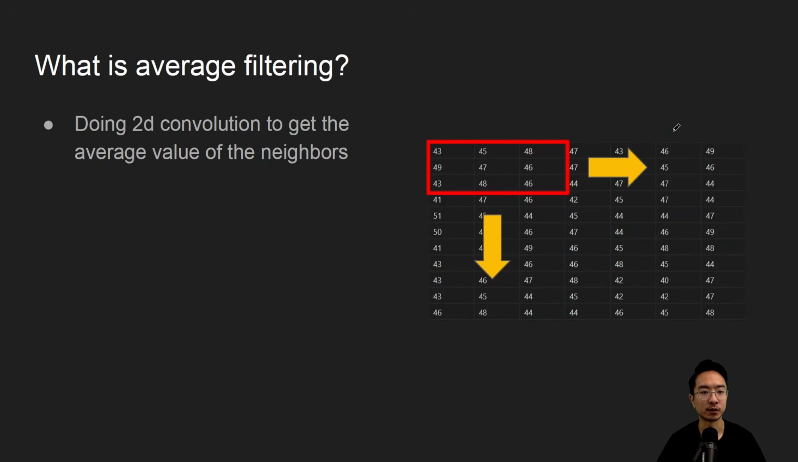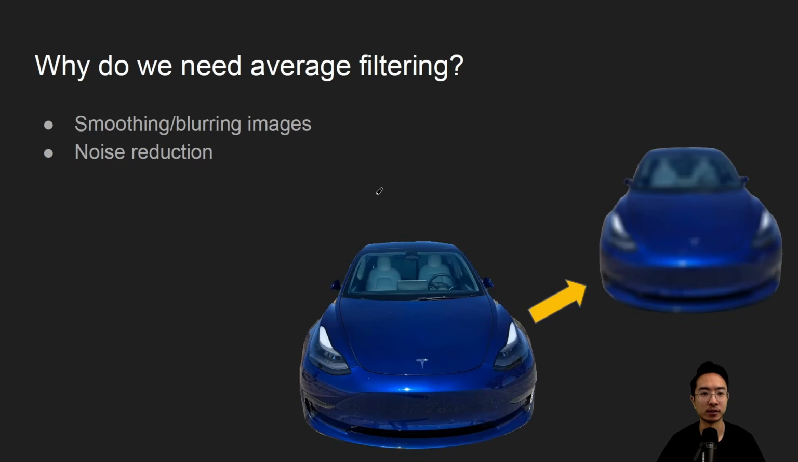So what is average filtering? Average filtering is doing 2D convolution to get the average value of the neighbors, okay? So why do we need to do average filtering? It's good for smoothing and noise reduction. You can see here that even though we may not want to smooth out this nice looking picture, we're just doing it for the sake of showing how you could smooth it out.